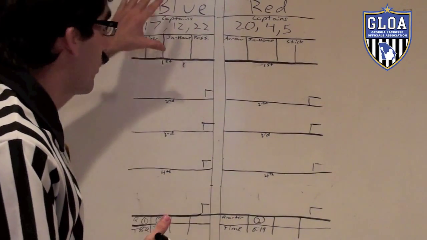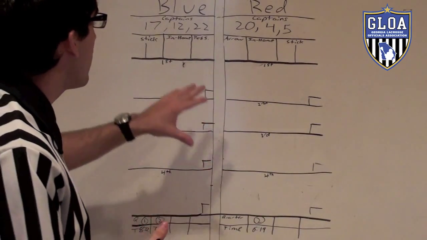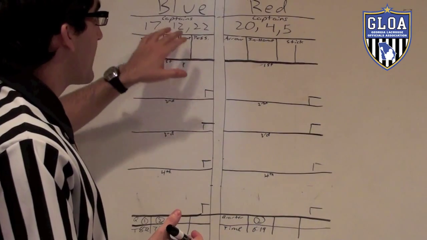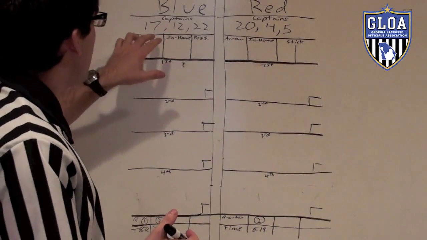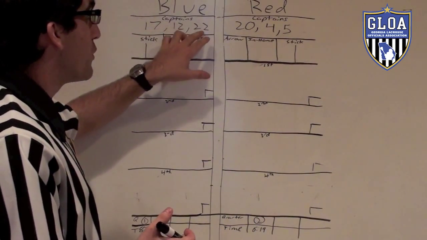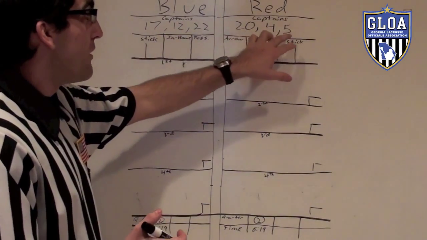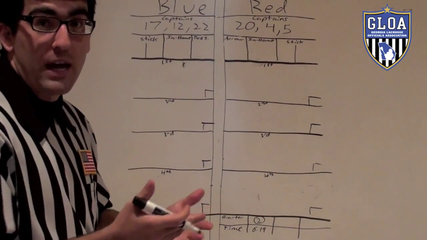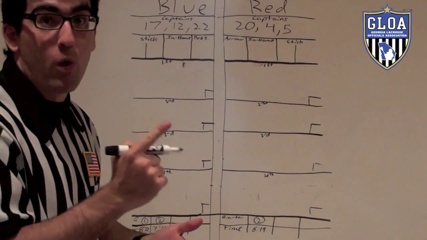So first, on our sample scorecard here, we have the blue team versus the red team. During the captains, we get the captains from the coaches. So we have 17, 12, 22 for the blue team, 20, 4, and 5 for the red team. It's important to note that coaches can give you as many or as few captains as they want, but they at least have to have one captain.